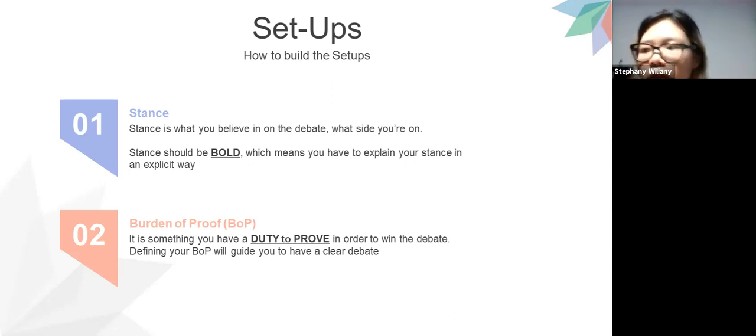If you are disagreeing upon something, you have to explicitly say that on our side we are disagreeing on the motion, or we are disagreeing on several mechanisms, stuff like that. So stance has to be bold, has to be clear, so everyone can know which side you're on. Secondly, we have this so-called burden of proof, or BOP.